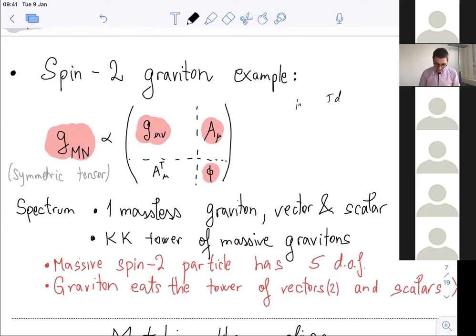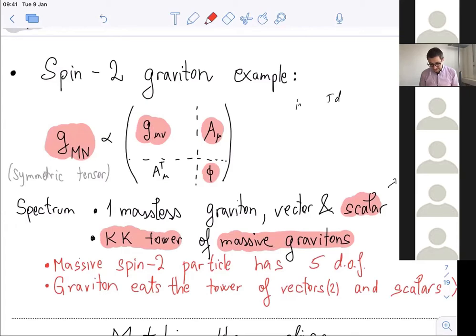So in the spectrum, we have one massless graviton, vector, and scalar. In particular, this scalar will be interesting. It will play the role, later on in RS, of the radion field. Except for these massless modes, the graviton is the usual thing which mediates gravity. There will be a tower of KK modes of massive gravitons. So the KK modes of gravitons are spin 2 particles.